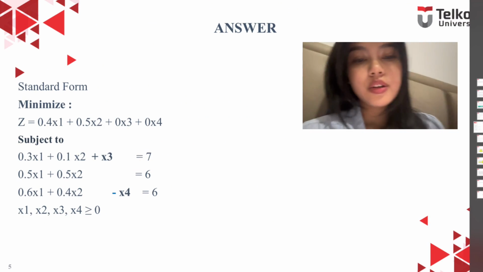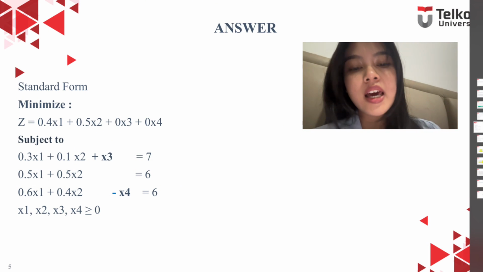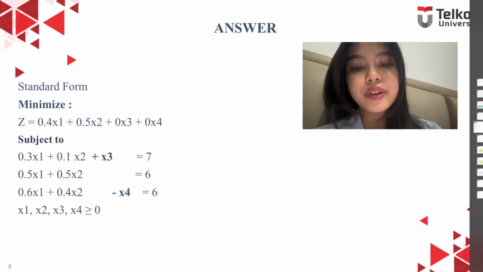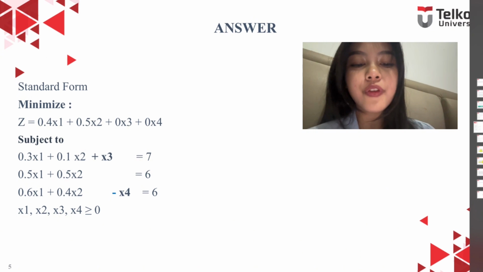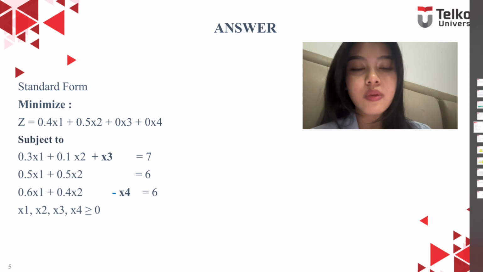And we use the standard form, that is minimize z = 0.4x1 + 0.5x2 + 0x3 + 0x4, subject to 0.3x1 + 0.1x2 + x3 = 7, and then 0.5x1 + 0.5x2 = 6, and the third one is 0.6x1 + 0.4x2 - x4 = 6, and the non-negativity constraint, that is x1, x2, x3, and x4 more than or equal to 0.